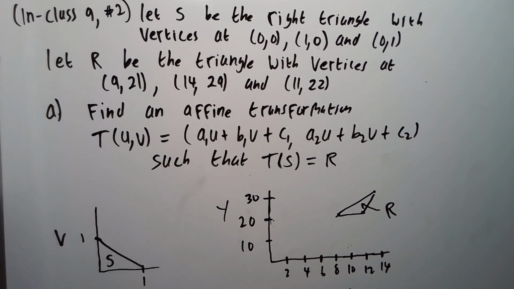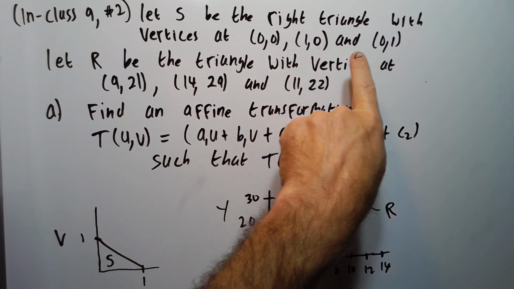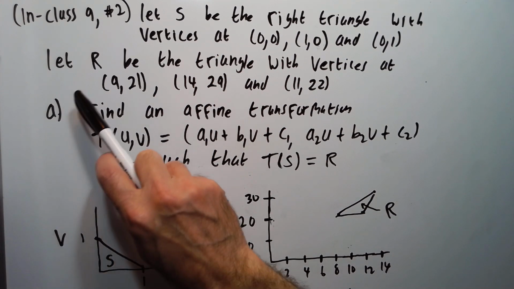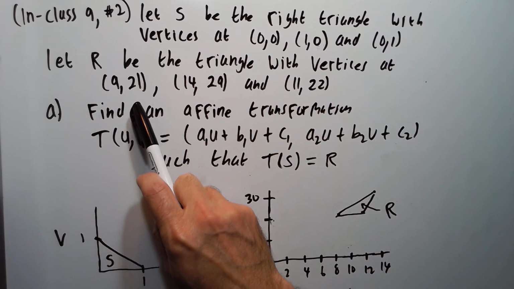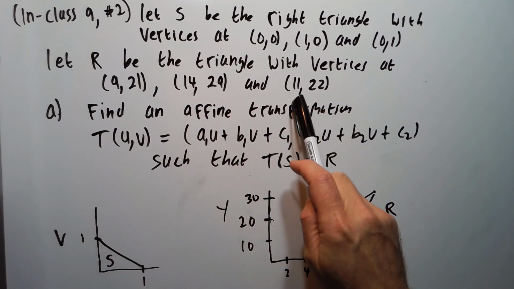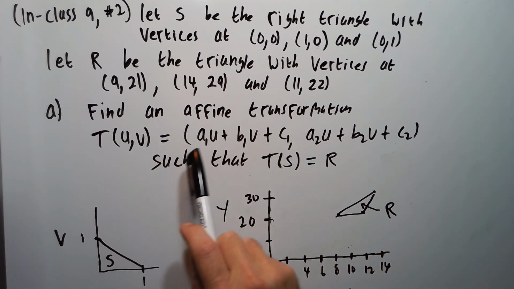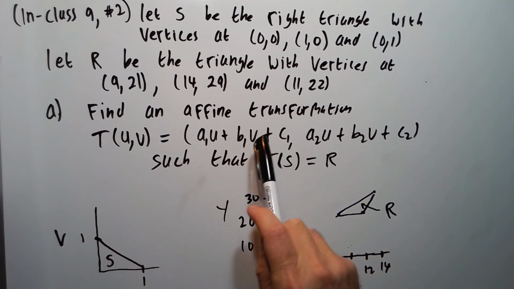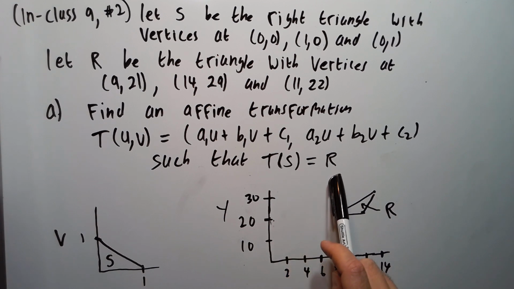Okay, so let's do in class 9, number 2. It says let S be a right triangle with vertices (0, 0), (1, 0), and (0, 1). Let R be a triangle with vertices at (9, 21), (14, 29), (11, 22). So find an affine transformation, so again it looks like this, such that T of S equals R.